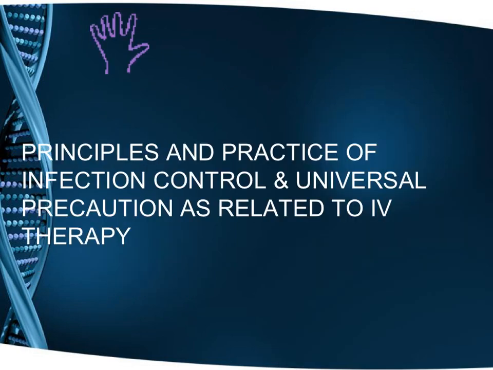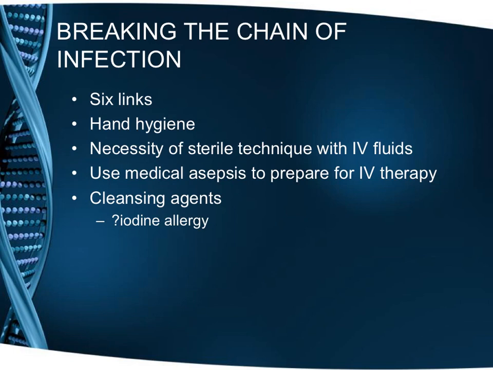Now we will discuss the principles and practice of infection control and universal precaution as related to IV therapy. We have to break the chain of infection. Remember the 6 links: reservoir, infectious agent, portal of exit, mode of transmission, portal of entry, and susceptible host. We have to remember hand hygiene, the necessity of sterile technique with IV fluids, the use of medical asepsis to prepare for IV therapy, and cleansing agents, keeping in mind whether or not the patient has allergies, especially iodine.